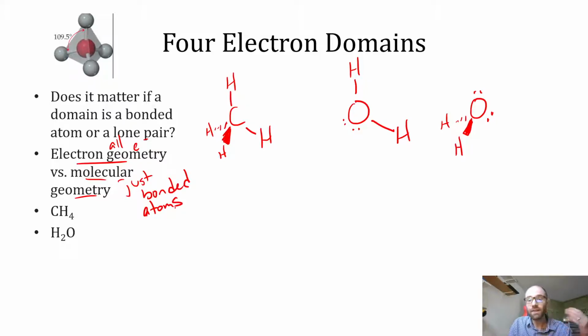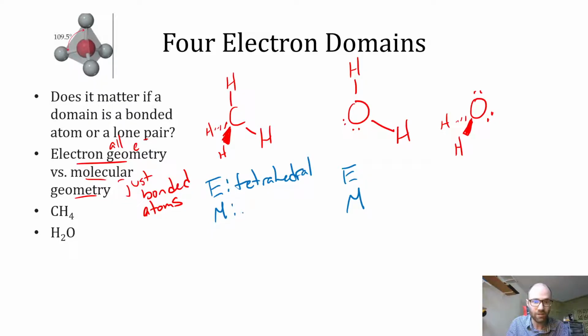Now, the shape that the bonded atoms make is influenced by the lone pairs. So it's not to say that the lone pairs don't count for electron geometry. They count. They shape where the atoms go. To make a little bit better sense of this, I want to look specifically at water. So I'm going to write electron and molecular. In the case of methane, the electron geometry is just based on your electron domains. That's what we did before. So this is tetrahedral. Since there are no lone pairs, we also say that the molecule itself is tetrahedral.